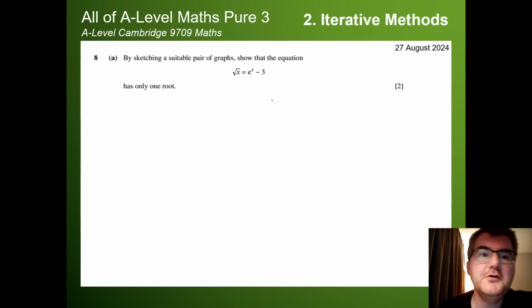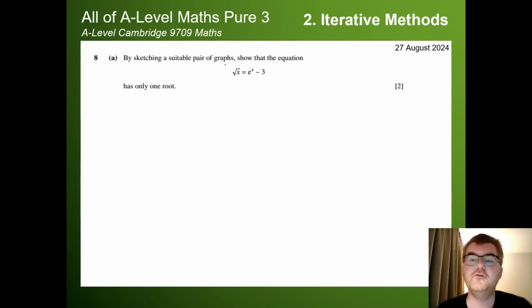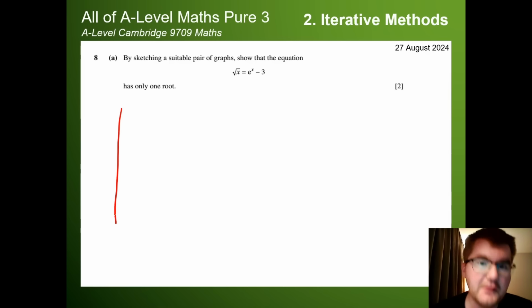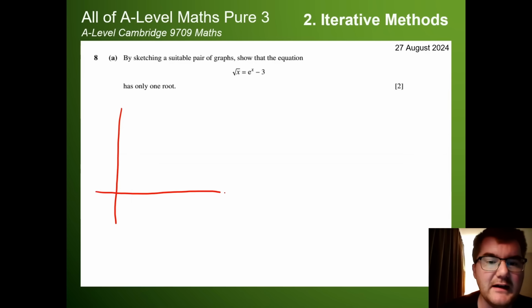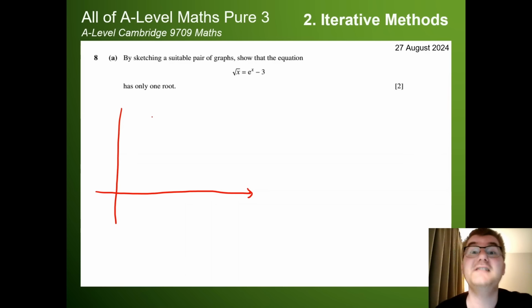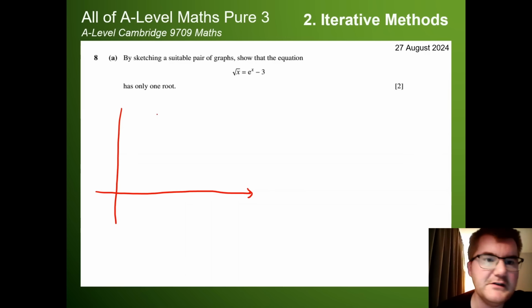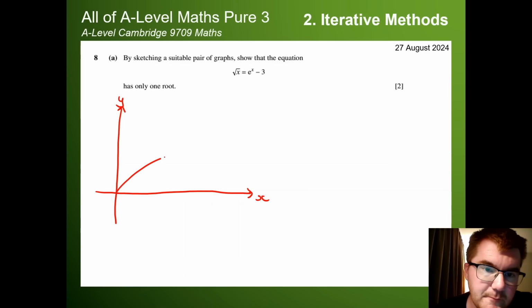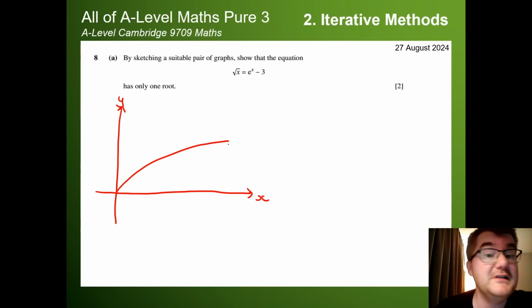Okay, and on to question 8 here. So again, sketching a suitable pair of graphs, we need to show that this only has one root. Okay, so let's draw out our axes. Now the great thing about the square root function, again, we can't have anything below the x-axis. Negative square roots are only complex and not real. So if we have y and x, the square root of x function is quite an easy one to draw. It looks like this. Again, the function you simply just need to know how to draw here.